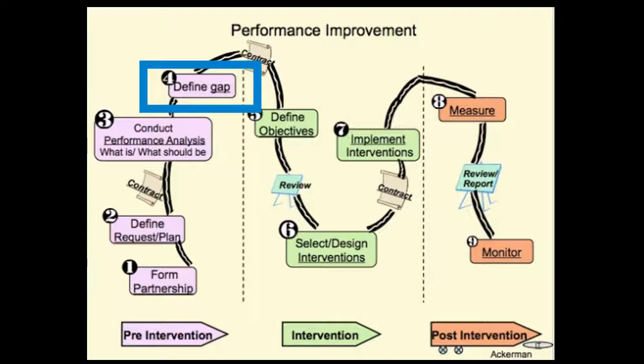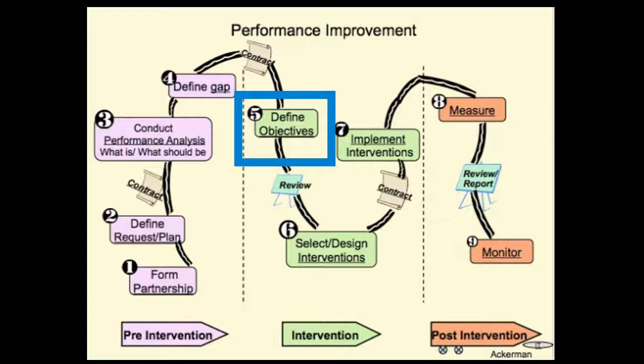The performance gap brings to light the current performance level as well as the desired performance level. The gap analysis understands all performance issues and helps plan out the next steps to resolving the issue. Prior to beginning the intervention phase, the contract should be renegotiated with the new information understood from the pre-intervention phase. Defining objectives is the first step to the intervention phase.